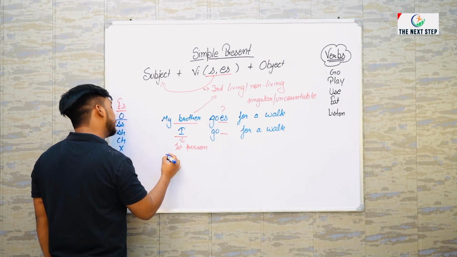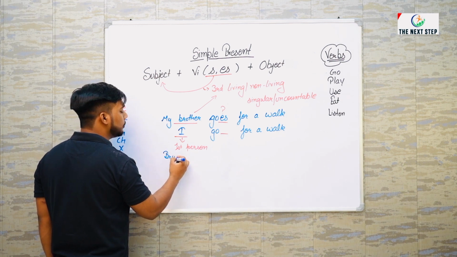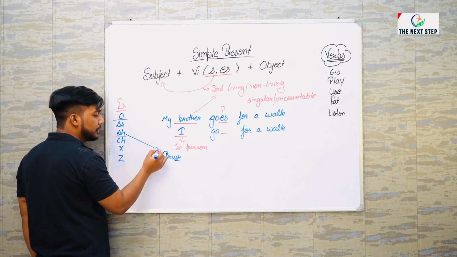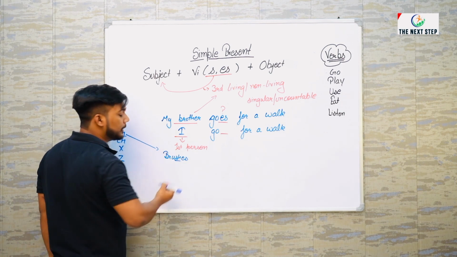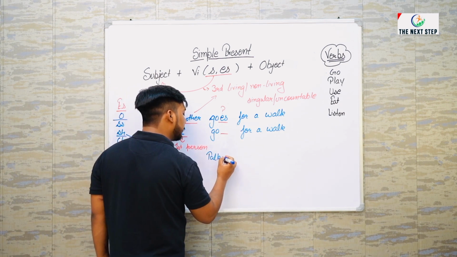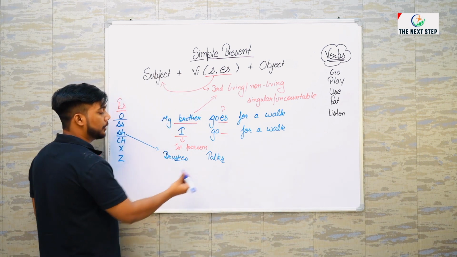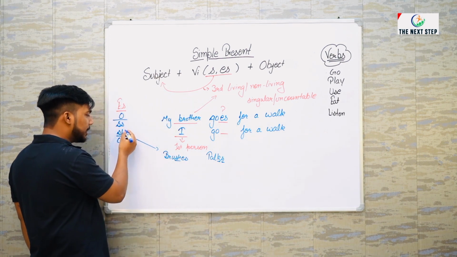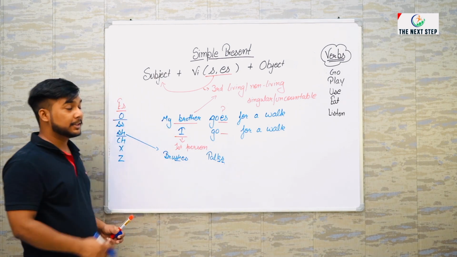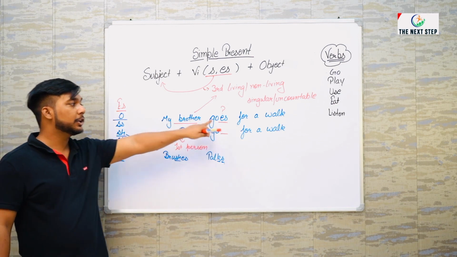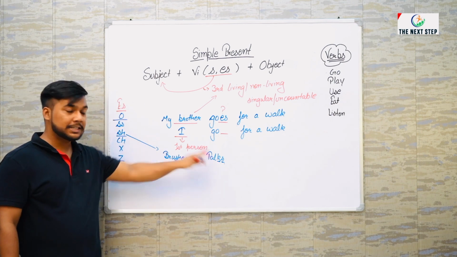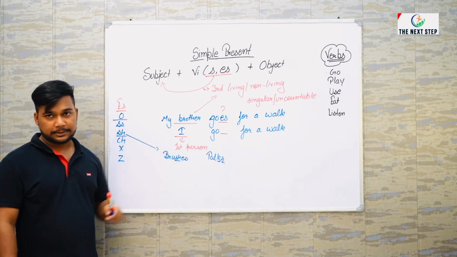If I use the word brush, I have SH. Is there any SH? Here it is. So I can use ES here. If I use the verb talk, now I am using S here because is there any K? No. So that's why I am using S. When you have these letters in the ending of your verb, then you use ES. If you do not have these letters, then you use S.